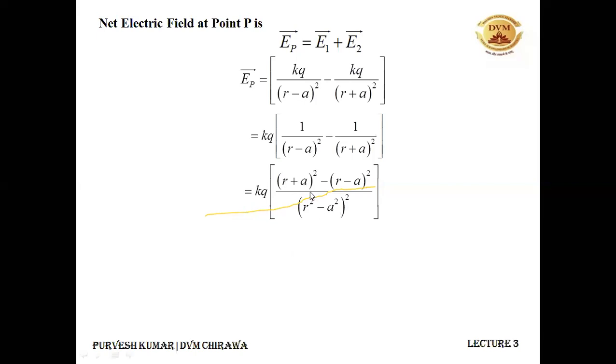Solving it out, R minus A square gets cancelled out and you are left with R plus A square over here minus R minus A to the power 2. When you solve it up, you are left with this thing: KQ times R plus A square to the square minus R minus A square, divided by R square minus A square to the power 2.